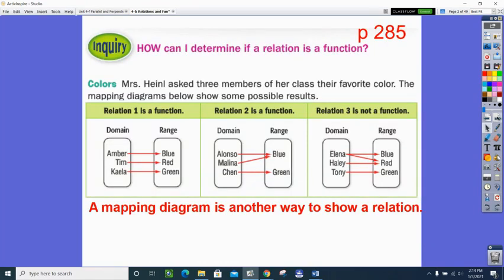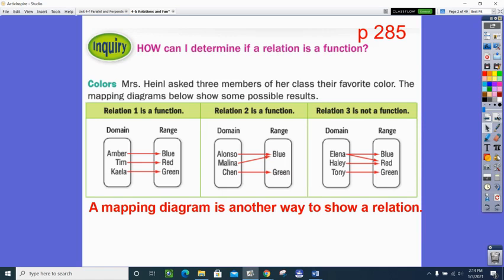So, what I'd like you to do is to start with your book open to page 285. The very first inquiry question we see is, how can I determine if a relation is a function? Now, remember that a relation is something that connects two things. That was our last discussion, and you can see that X matched with a Y in a point. You can see that X matched with a Y on a graph. And here we're going to take that idea and talk about some people, let's say, in math class.